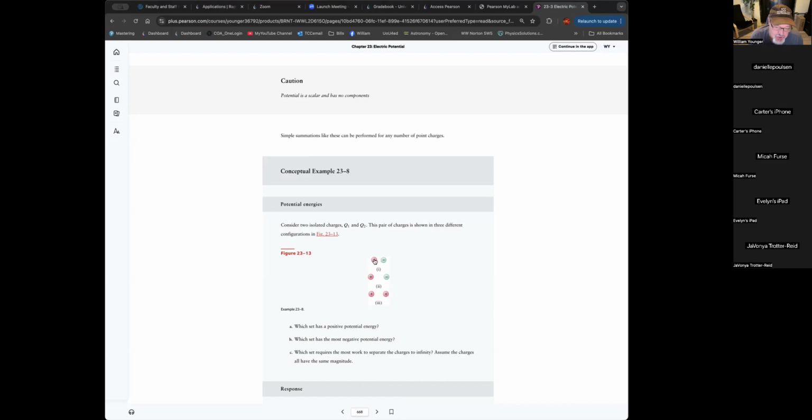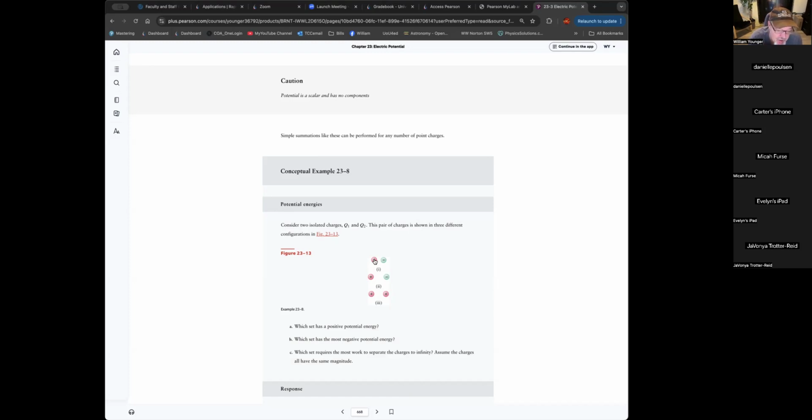Where it says which set has the most negative potential energy, it is configuration I. Now, in the case of configuration III, we actually have kQ over R for the bigger R, and now we're going to multiply it by a positive charge. So that's going to give us a positive potential energy. It would be exactly the same magnitude as configuration II, but it's going to be positive.